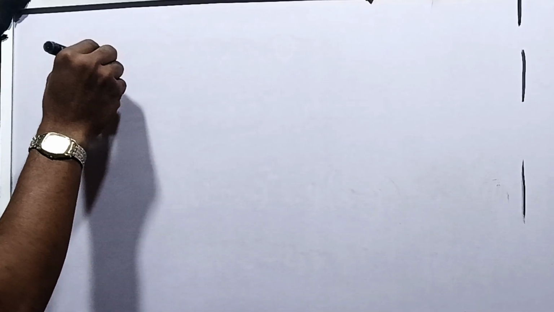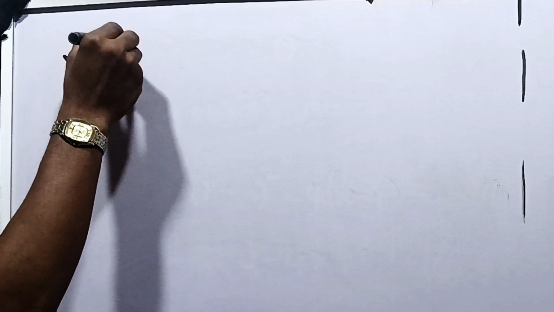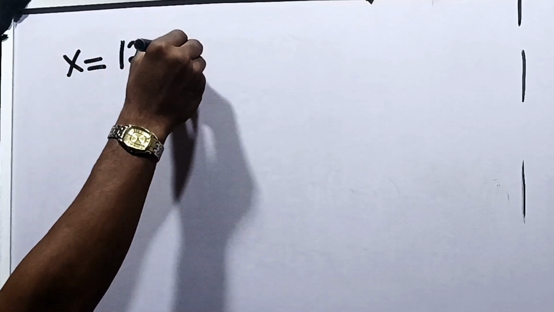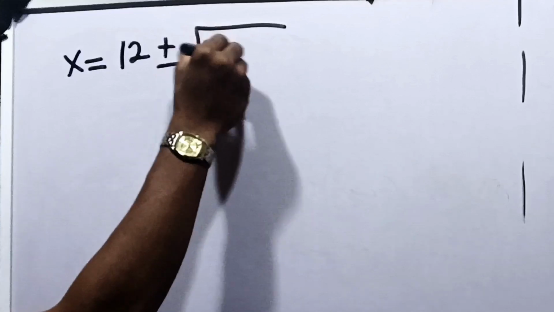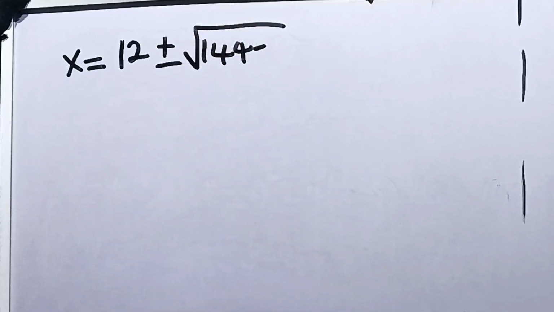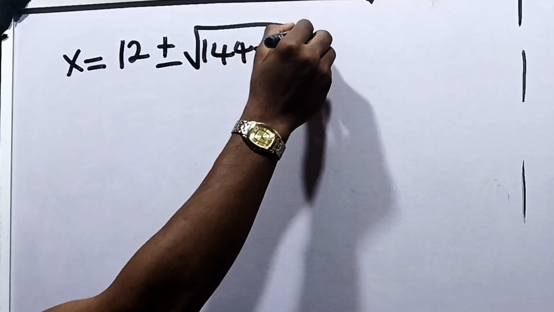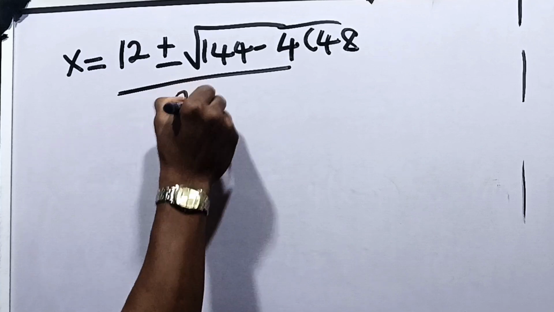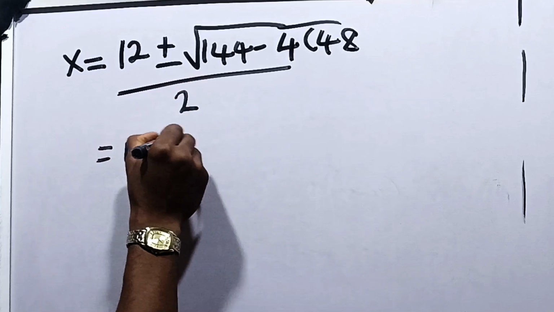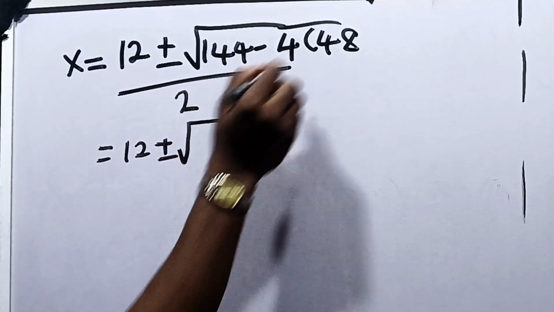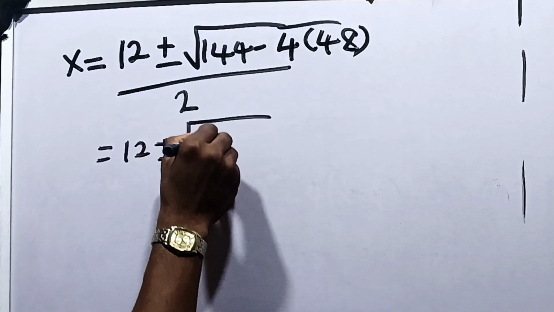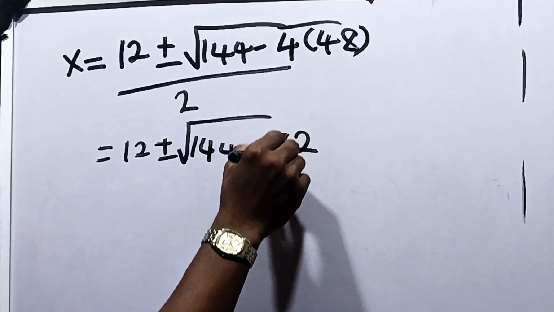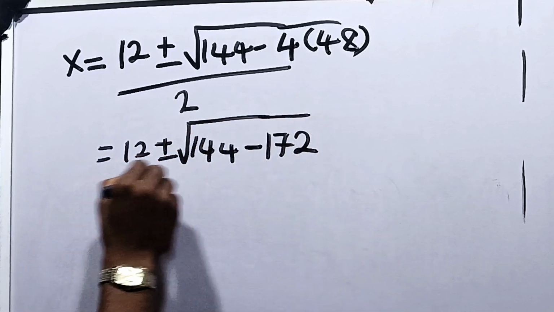Alright, so from here, our x now becomes equal to minus negative 12, which is plus 12, plus or minus the square root of 12 squared, which is 144, minus 4 times 48, all over 2a, which is 2 times 1, which is 2. And this is equal to 12 plus or minus the square root of 144 minus 192, all over 2.